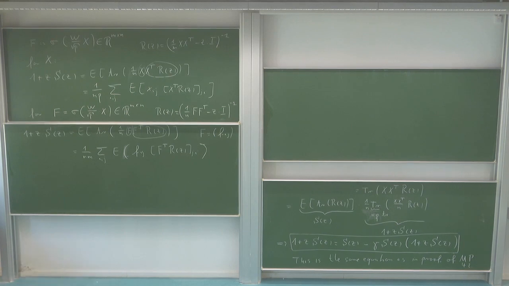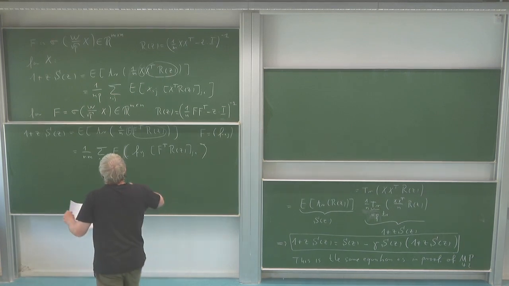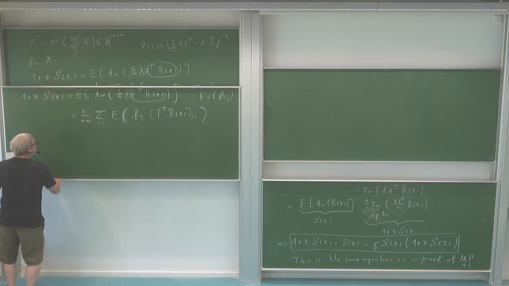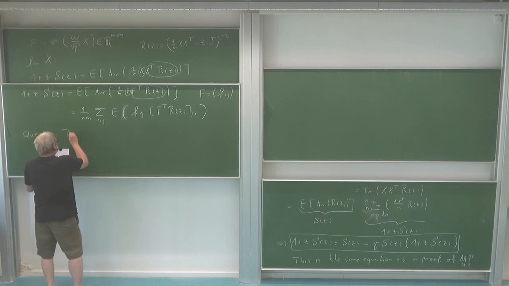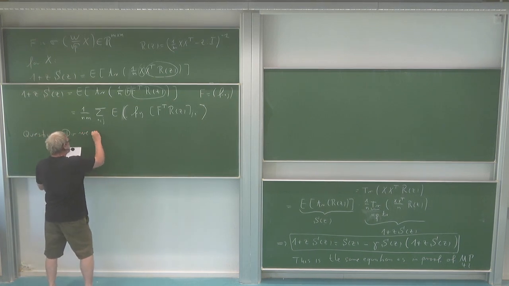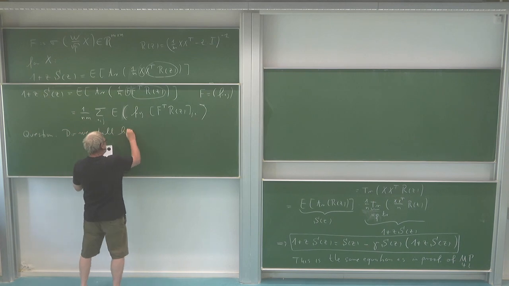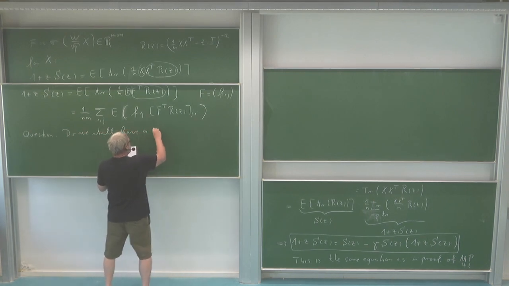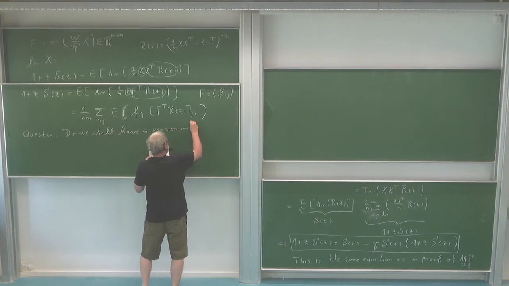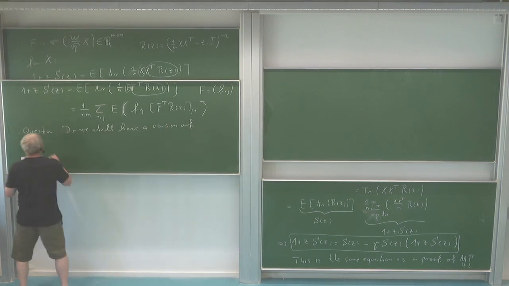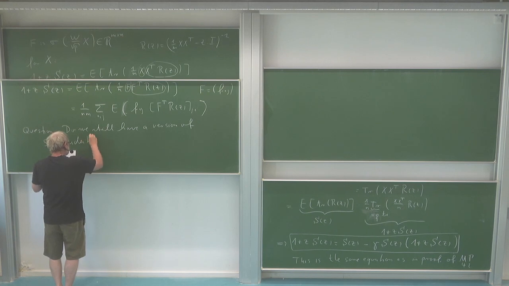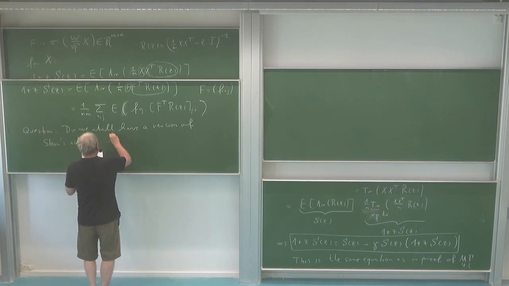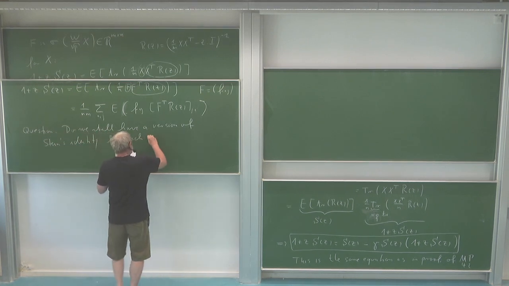Okay, so maybe let me write it down. The question which we have to deal with if we want to continue in this direction: do we still have a version of Stein's identity for such a general case?